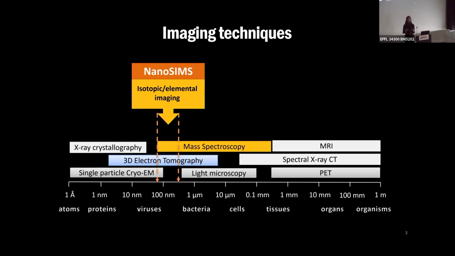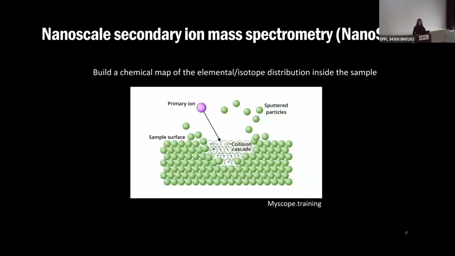So in terms of biology, if you're interested in looking at things at the subcellular level and what's happening in the organelles, this would be one of the techniques that you would go with, especially to map the elemental and isotopic compositions in there. And so what is NanoSIMS?